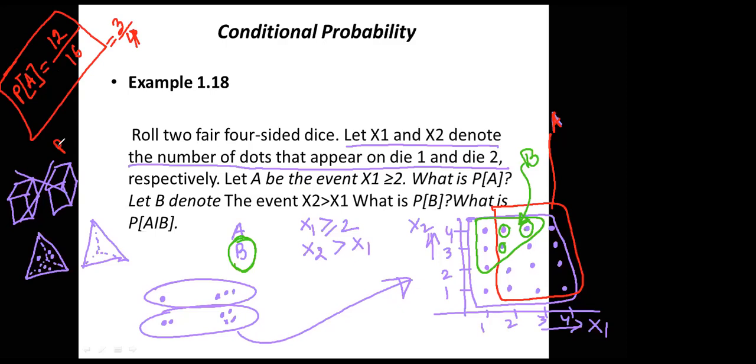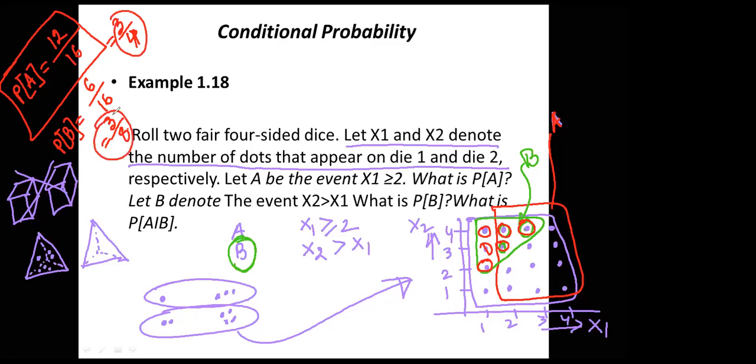Now what about probability of B? 6 by 16. Why? Because there are 6 elements: 1, 2, 3, 4, 5, and 6. There are only 6 outcomes and a total of 16 outcomes. So the probability of B will be 3 by 8. So this is the probability of A and this is the probability of B.